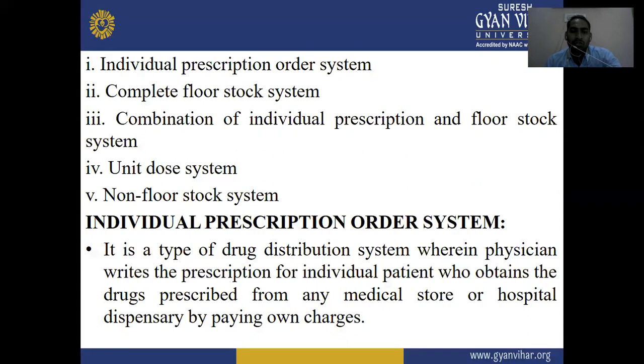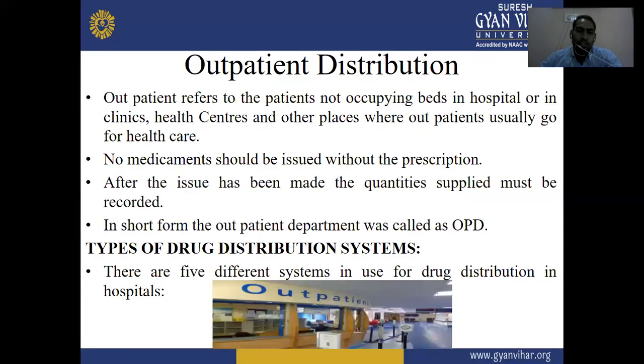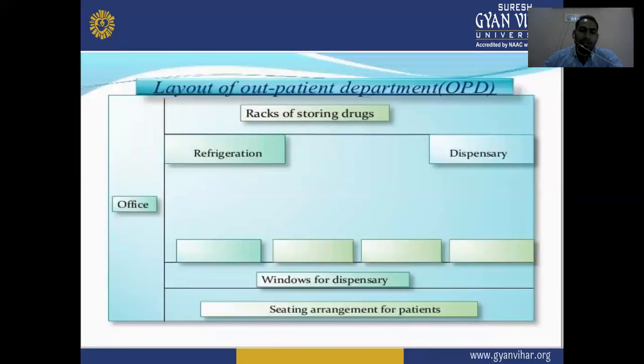Third is the combination of individual prescription and floor stock system. Fourth is the unit dose system. And fifth is the non-floor stock system. These are the five types of drug distribution system in hospitals.